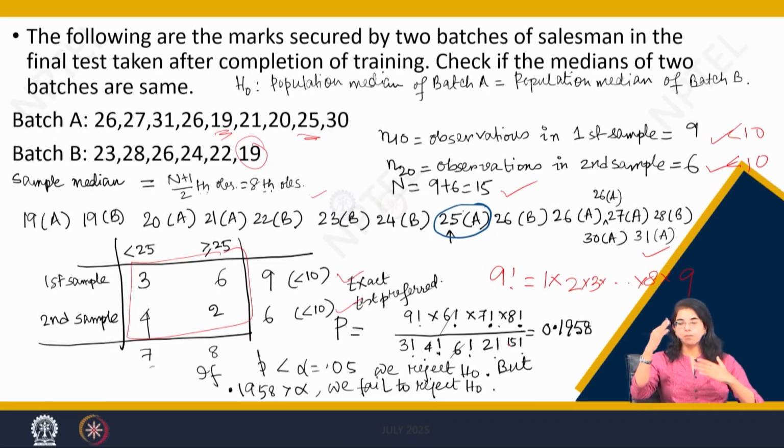Now you will see that most of the time the numerator terms get cancelled out with the denominator, because 6 factorial appears both in the numerator as well as in the denominator. 7 factorial and 4 factorial: 4 factorial is till 4, 7 factorial is till 7. So obviously that 4 factorial part will be embedded in 7 factorial.